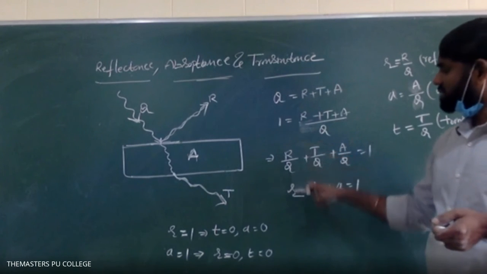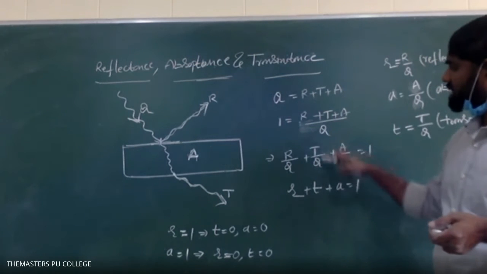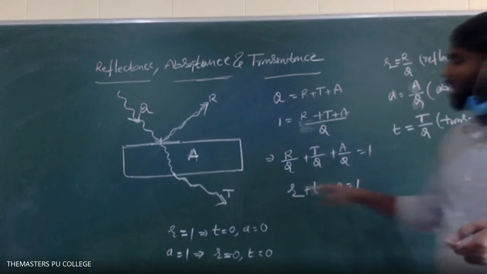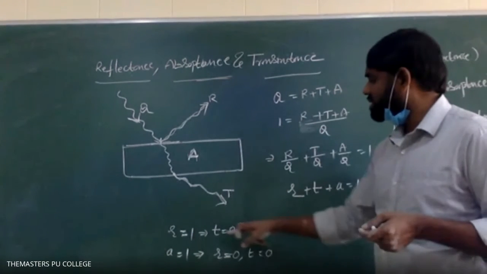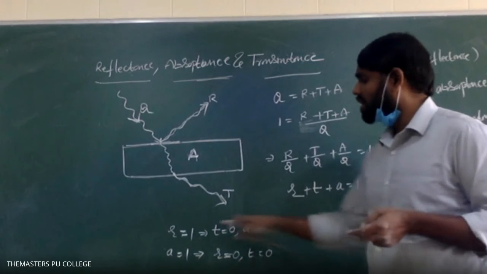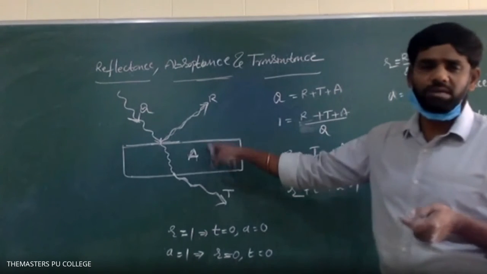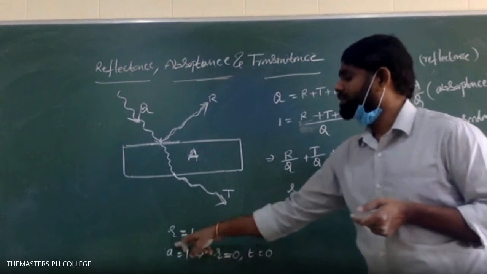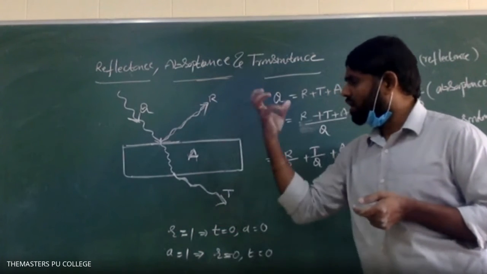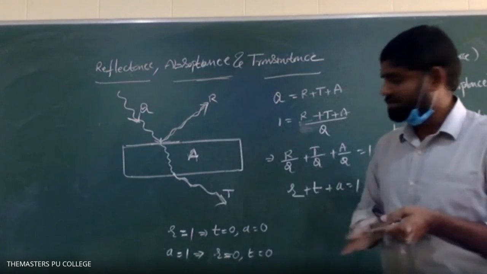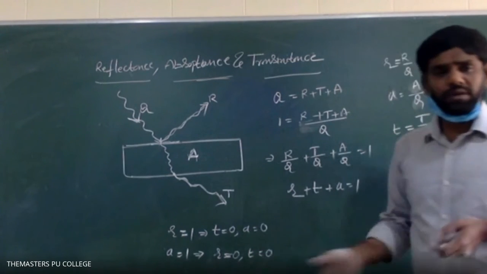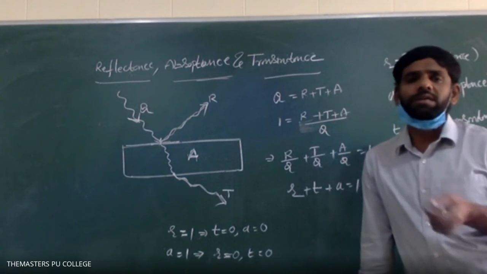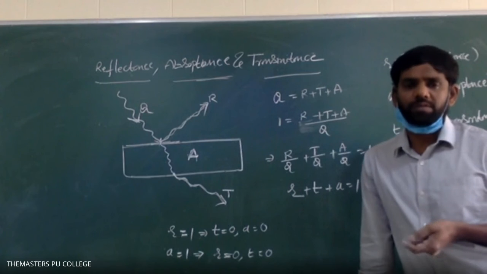This is known as the reflectance. The fraction of the energy transmitted is known as the transmittance. This is known as absorbance. For example, if R equals 1, the remaining two become 0. R equal to 1 is called a perfect reflector. A equal to 1 means a perfect absorber, that is, it absorbs all the radiation which was incident on it. So R equals 0, T equals 0 is called a perfect absorber. Black bodies are perfect absorbers.